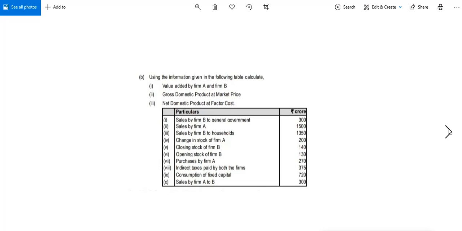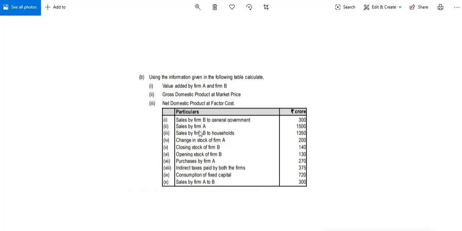Sometimes you may get a question like this also. So using the information given in the table, calculate value added by firm A and firm B, GDP at market price, and NDP at factor cost. See, you have been given some details like sales by the second firm B to general government.